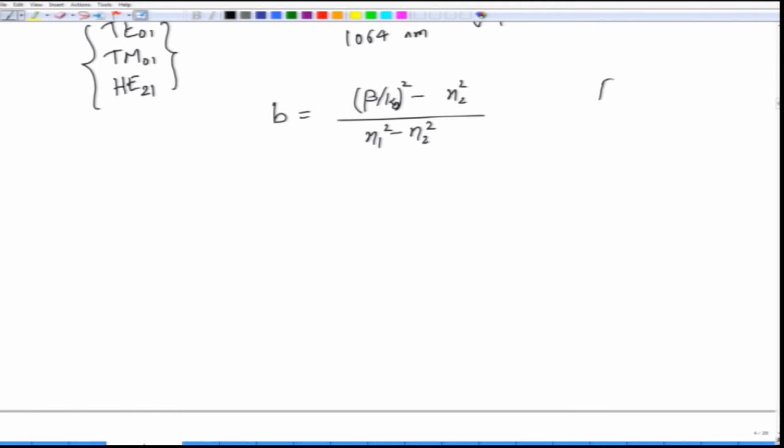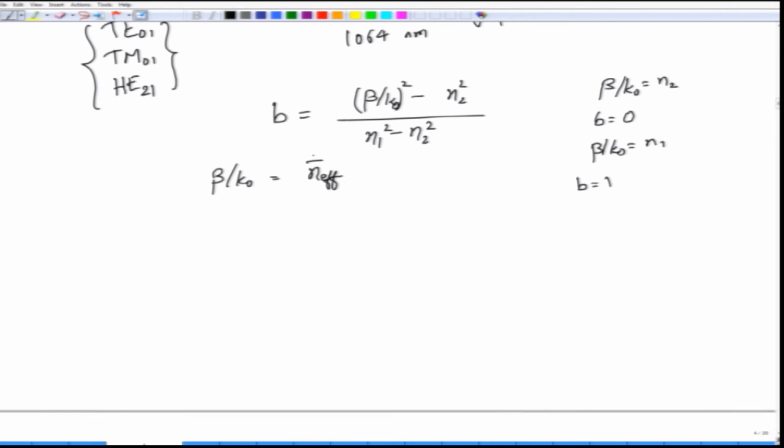Obviously when beta by k0 is equal to n2, there won't be any propagation because this propagation constant B will be equal to 0. Okay. When beta by k0 is equal to n1, you get B equal to 1, which is the maximum possible value that you can have. Okay. So this value, which will give you the ratio of some refractive indices, this fellow beta over k0 is sometimes called the effective index.